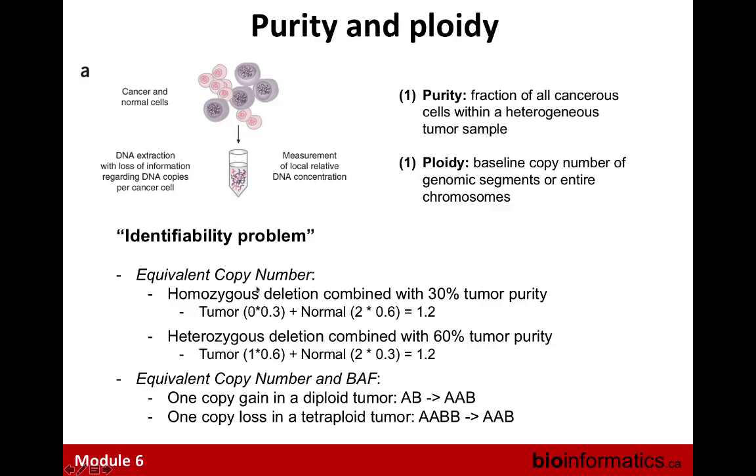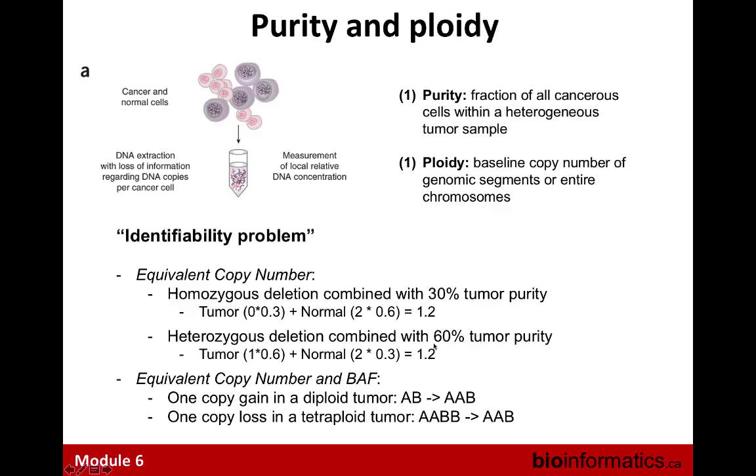So let's say that we have a homozygous deletion in a sample with 30% purity. The way that you would calculate the copy number is you would take the contribution of DNA from your normal cells, which are diploid, so that particular locus, let's say we're looking at P10, has two copies in 60% of cells, because 60% of cells are normal. And then in the 30% of cells that are part of your tumor, you see zero copies. When you add these two things together, you get an overall copy number in your sample of 1.2 instead of 2. So you know there's been a deletion, but you don't see that there's been a homozygous deletion.